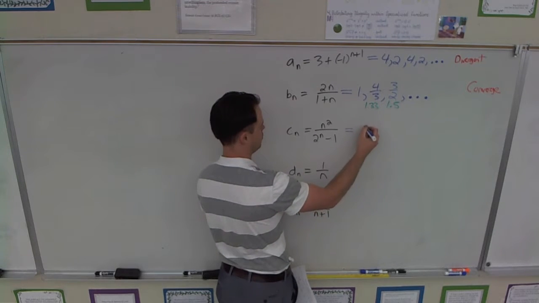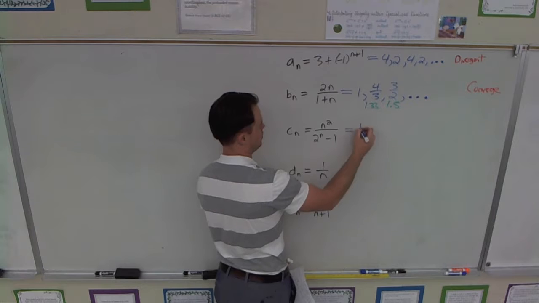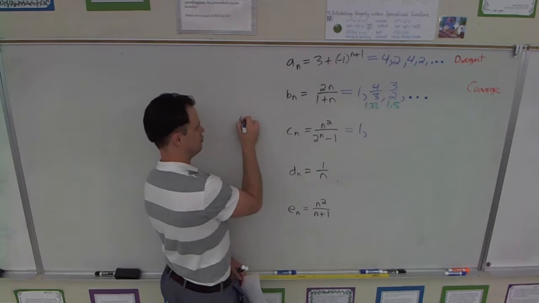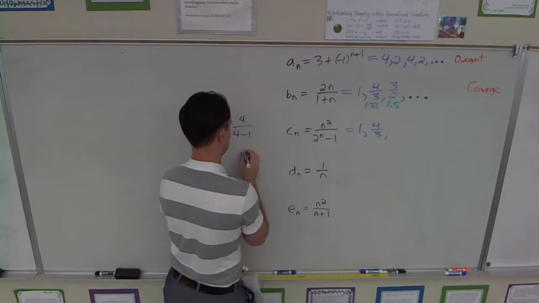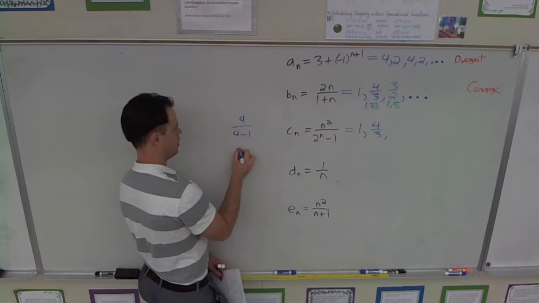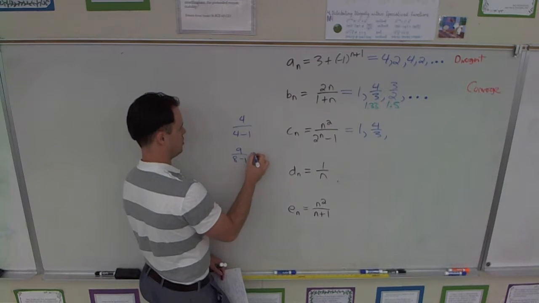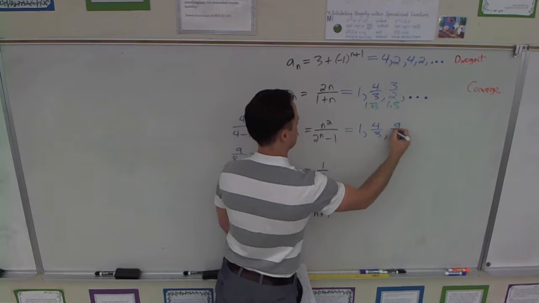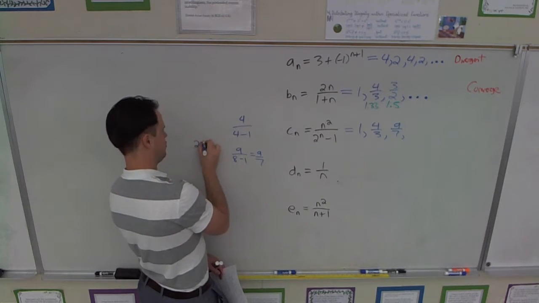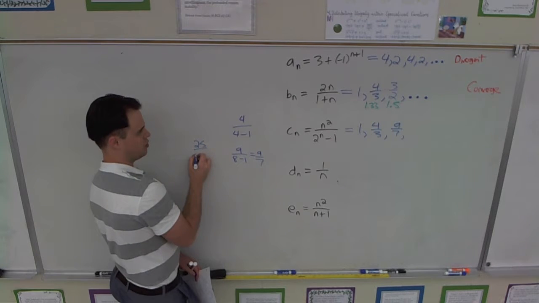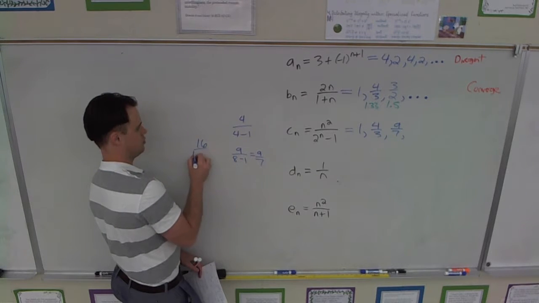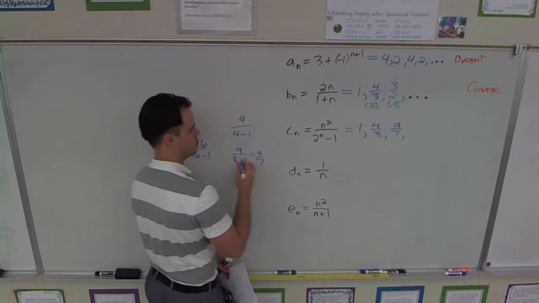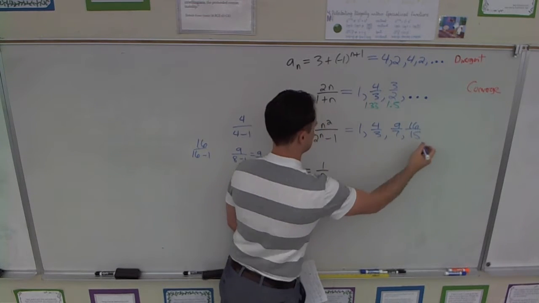So if I plug in 1, what do I get? 1 over 2 minus 1 is 1. If I plug in 2, I get 4 over 4 minus 1, which is 4/3. If I plug in the next, 3, I get 9 over 8 minus 1, which is 9/7. Let's plug in one more. Then we're going to have 16 over 16 minus 1, over 15. You guys help me turn those into decimals?